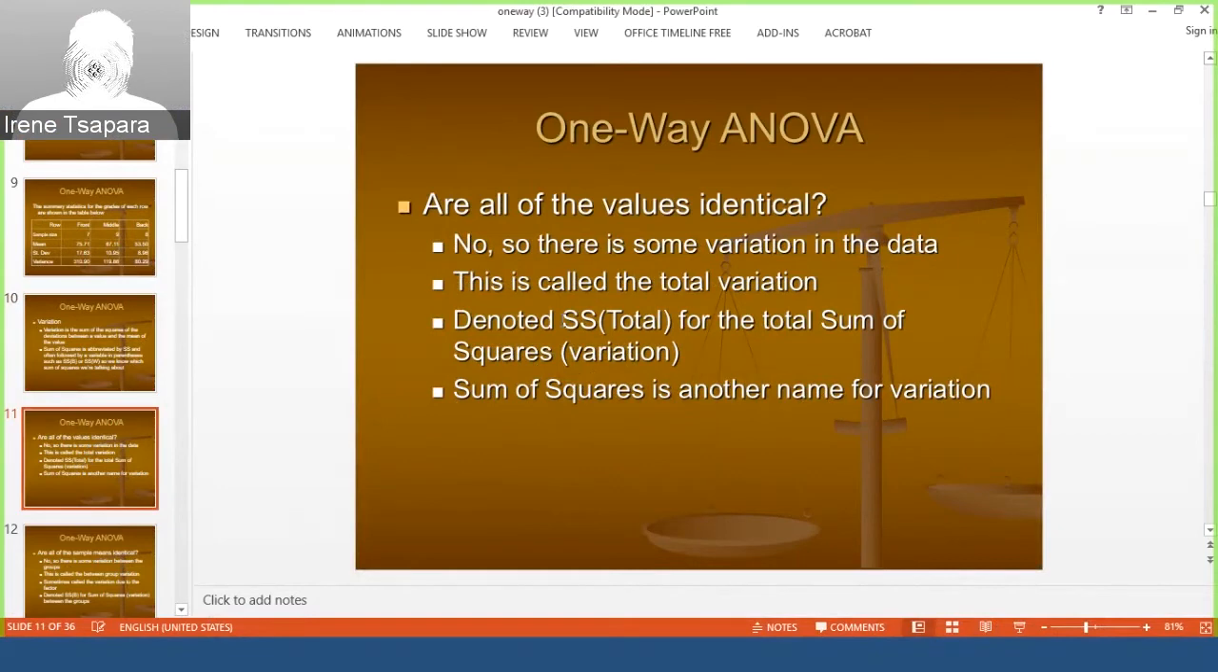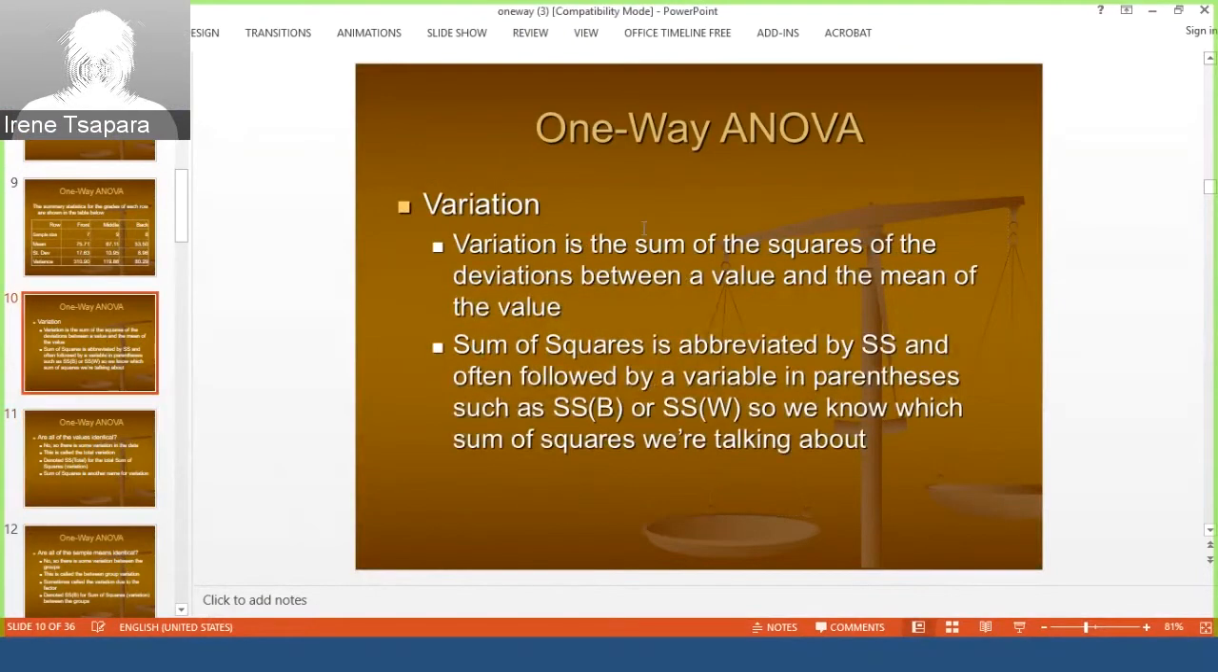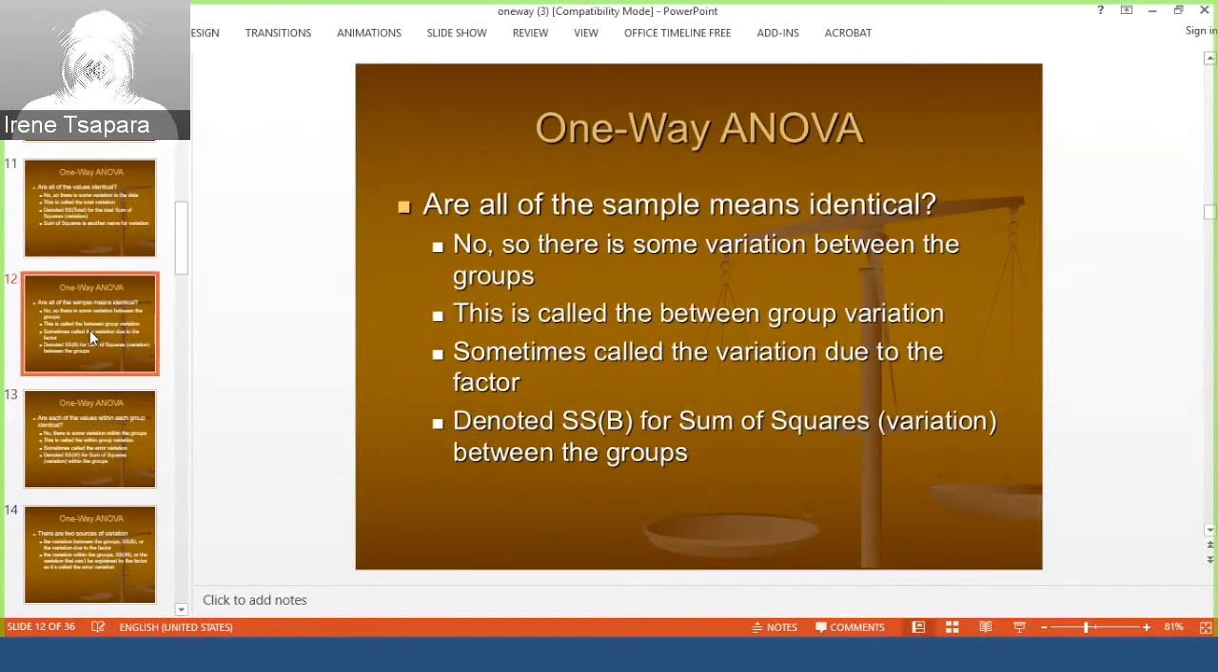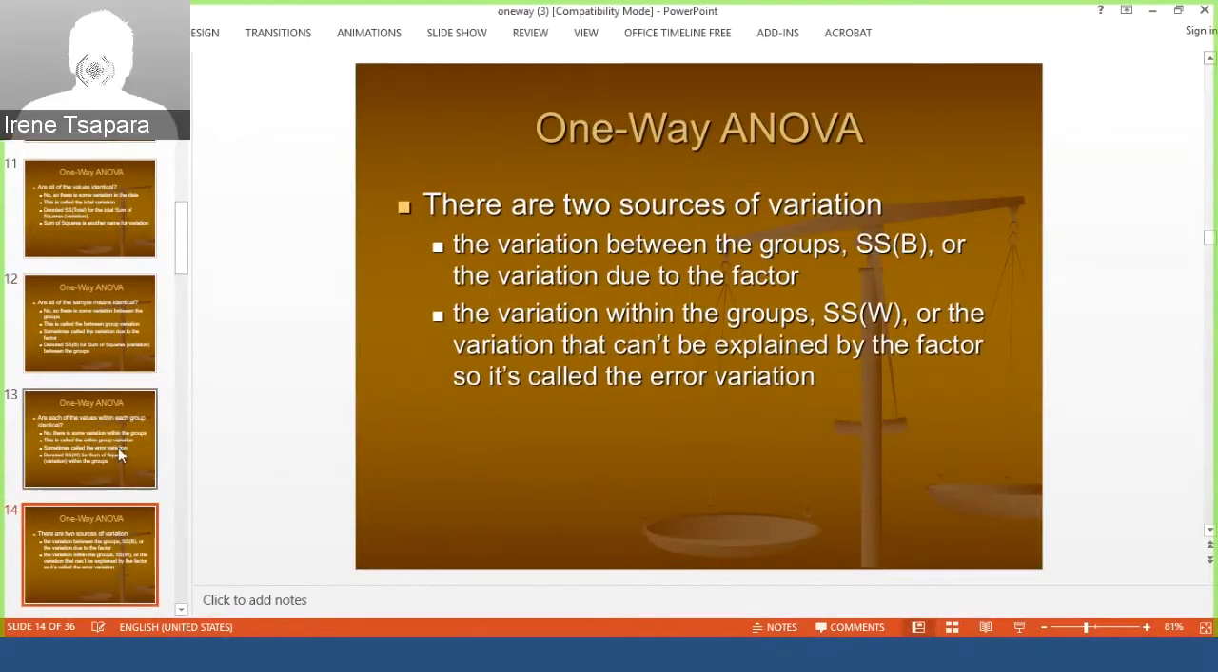Then we are going to also introduce another variable, that is the SS total, and this is the sum of squares and is the variation. The variation is what we talked about, the sum of squares of the deviation between a value and the mean of the value. All these we will see exactly how we calculate them on the table that I will show you right here.